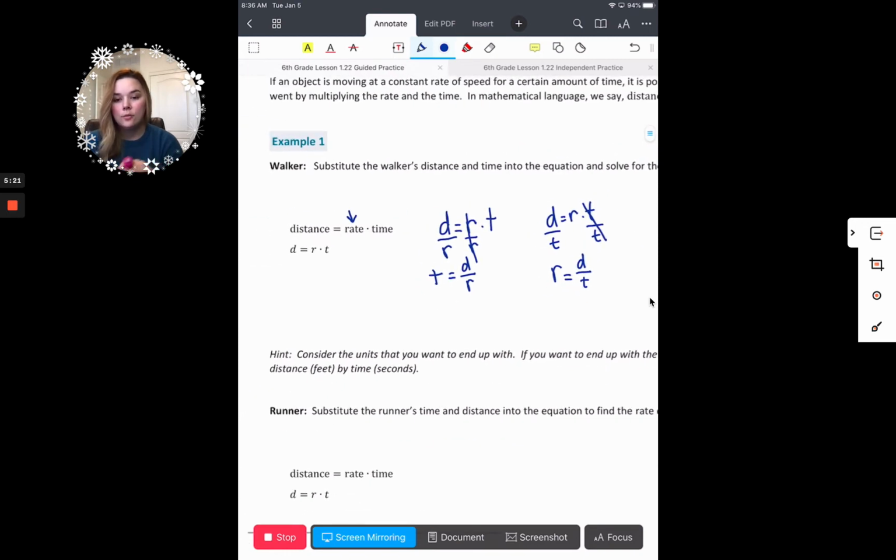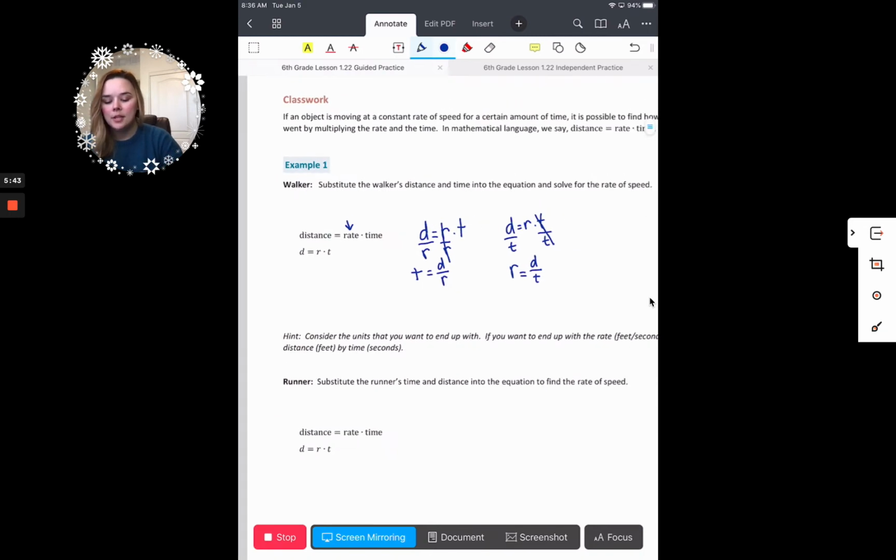So these three equations, these three formulas will be helpful for us. It's all using the same formula, we're just moving things around a little bit. So if we don't know the distance, we multiply the rate and the time. If we don't know the time, we divide the distance by the rate. If we don't know the rate, we divide the distance by the time. So we're using that same formula, we're just using it to our advantage. So let's take a look at the next page.